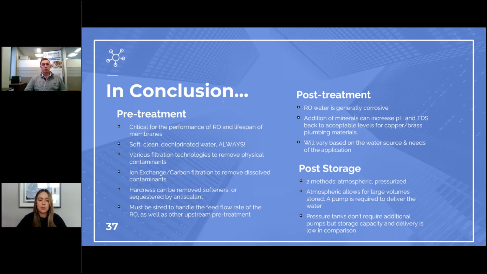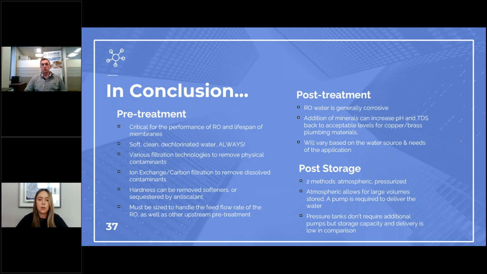There are various filtration technologies to remove physical contaminants, and ion exchange and carbon filtration to remove dissolved contaminants. So that's for softening and removing chlorine, and hardness can be removed with softeners or sequestered via anti-scalant. The difference between the two depends on the application, space limitations, water quality, all that stuff. And the pre-treatment must be sized to handle the feed flow rate of the RO as well as other upstream equipment. So for example, with the softeners backwashing, your upstream equipment has to be sized to handle that as well.